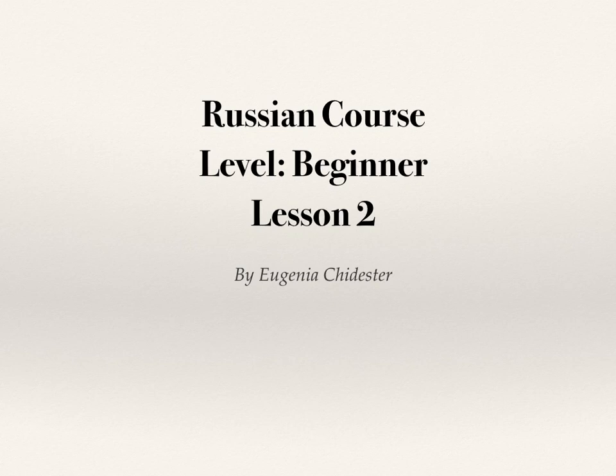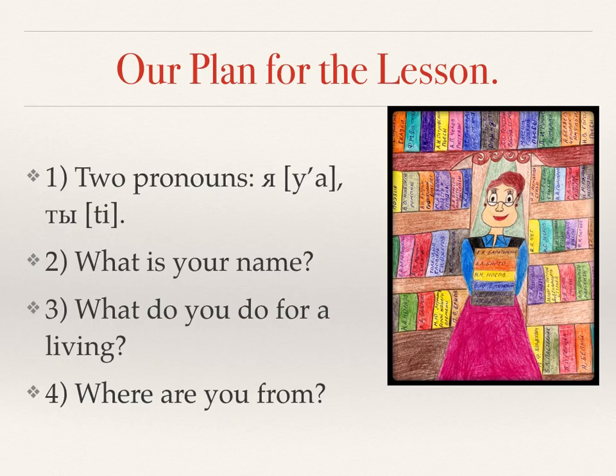Russian course, level beginner, lesson 2. In this lesson, you will meet with two personal pronouns я, I, and ты, you. You will learn how to ask a person's name, what they do for a living, and where they are from.